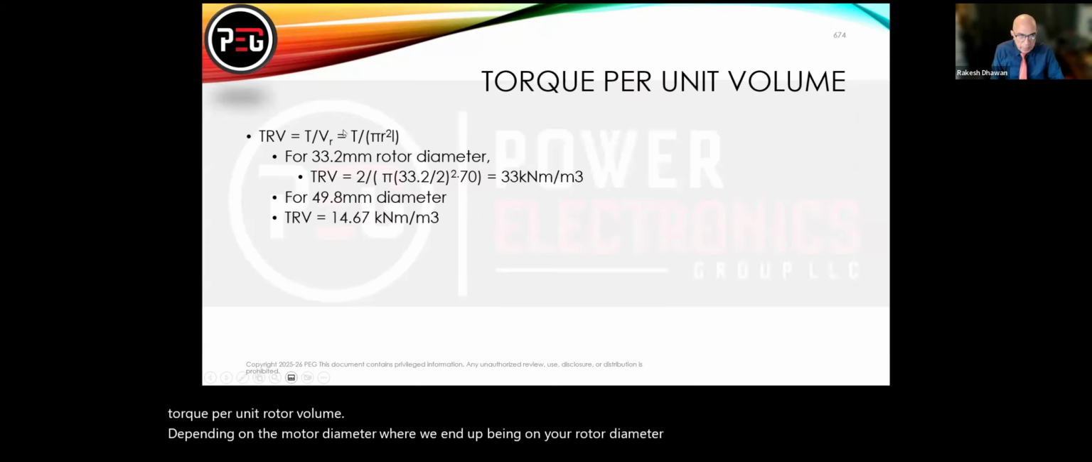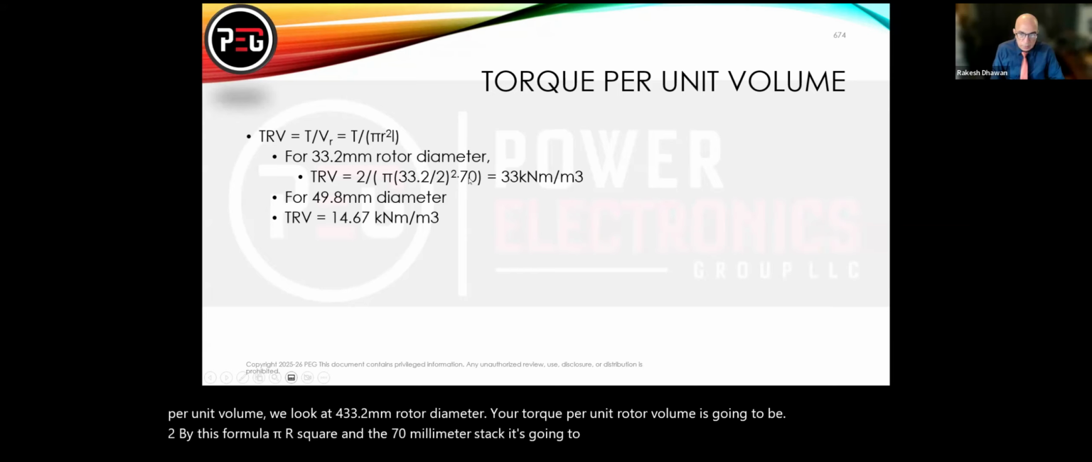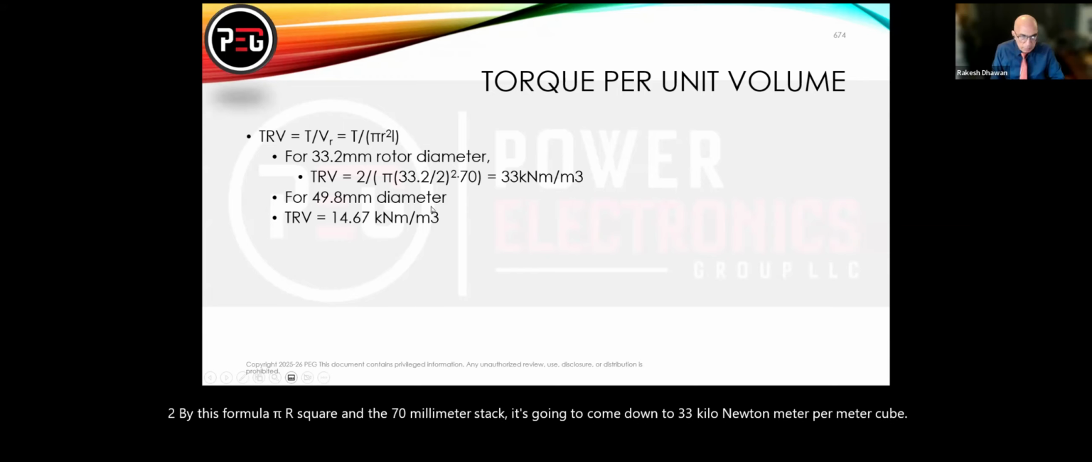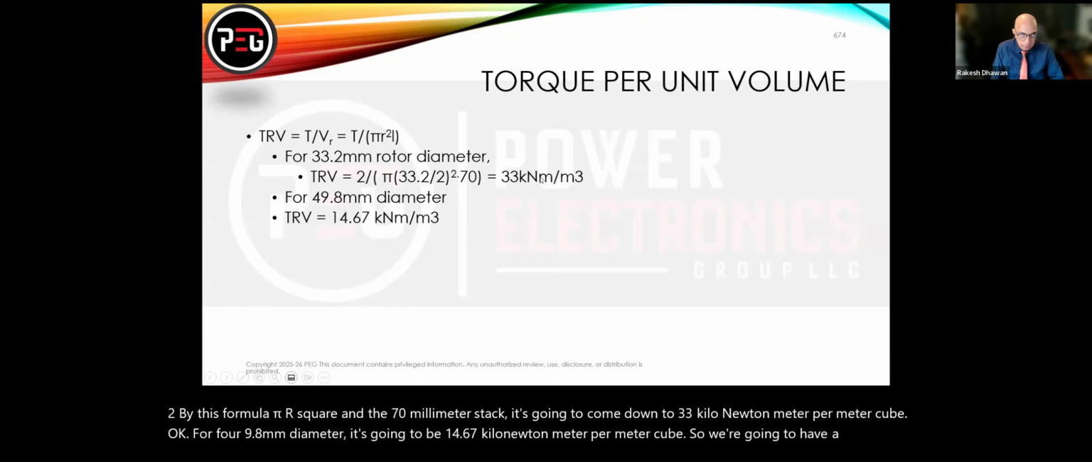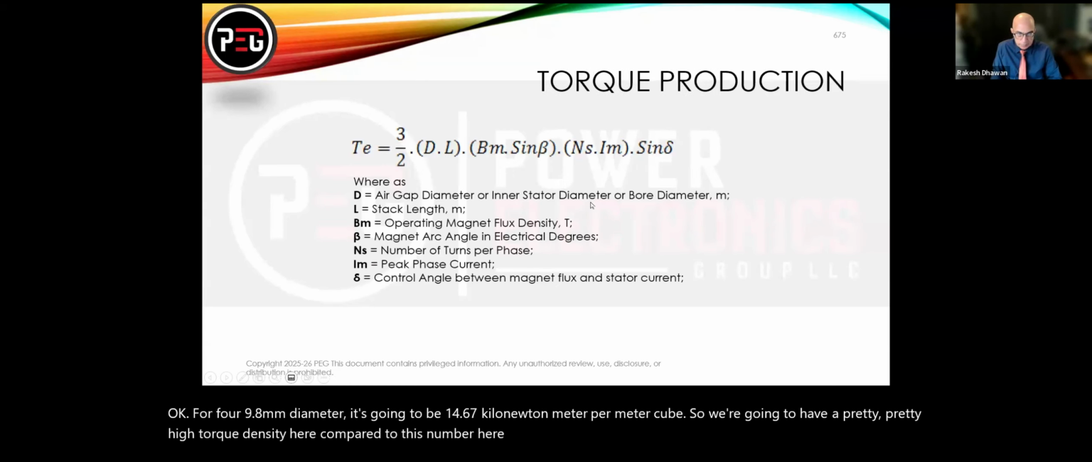And we do some calculations here, torque per unit volume. For 33.2 millimeter rotor diameter, your torque per unit rotor volume is going to be 2 divided by this formula, pi r squared times the 70 millimeter stack, and it's going to come down to 33 kilonewton-meter per meter cubed. For 49.8 millimeter diameter, it's going to be 14.67 kilonewton-meter per meter cubed. So we're going to have a pretty high torque density here compared to this motor. Okay, so let's see where we end up.